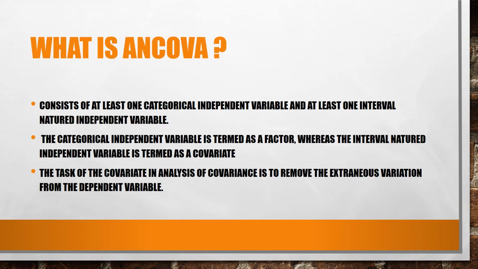What is ANCOVA? It consists of at least one categorical independent variable and at least one interval-natured independent variable. The categorical independent variable is termed a factor, whereas the interval-natured independent variable is termed a covariate. The task of the covariate in analysis of covariance is to remove the extra variation from the dependent variable. This technique is appropriate when the metric independent variable is linearly associated with the dependent variable and not to the other factors.